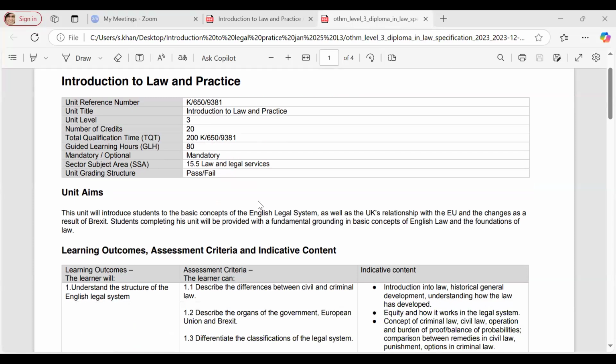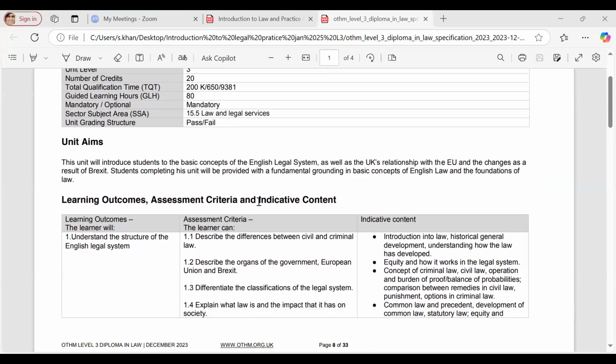so you'd either get one or the other. And the unit aim is to introduce students to the basic concepts of the English legal system, as well as the UK's relationship with the EU and changes because of Brexit. You know, when Brexit came in, there were lots of changes. Students completing this unit will be provided with a grounding in basic concepts of English law and the foundations of law. And we'll be looking at elements of that.